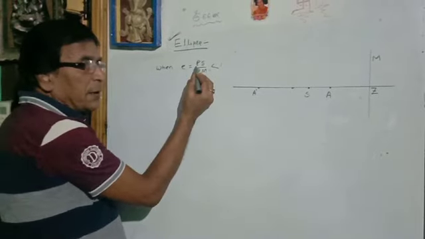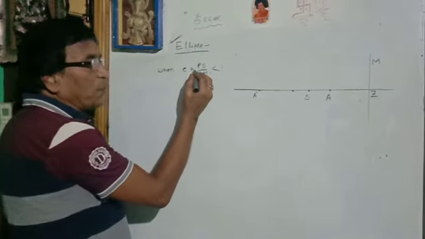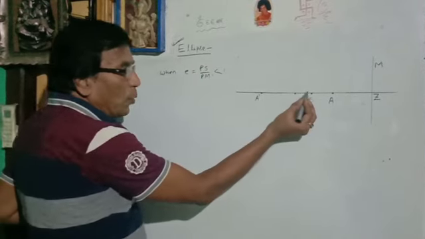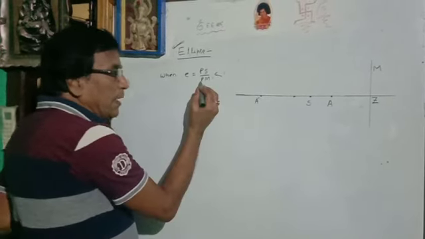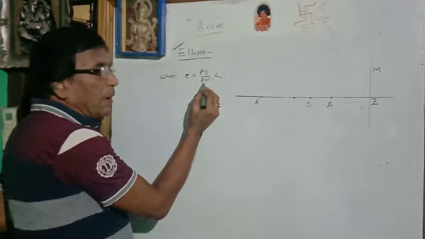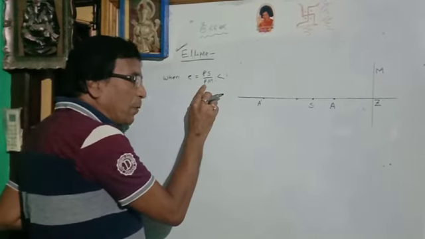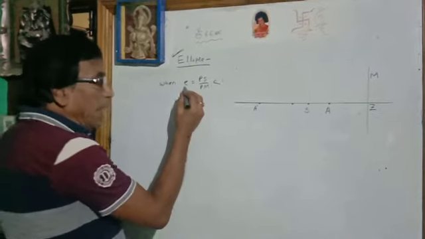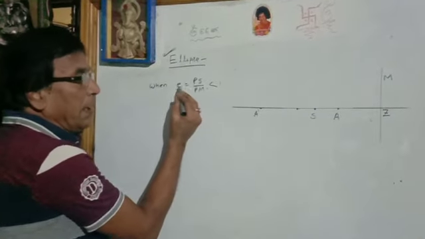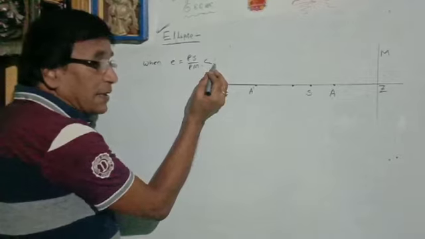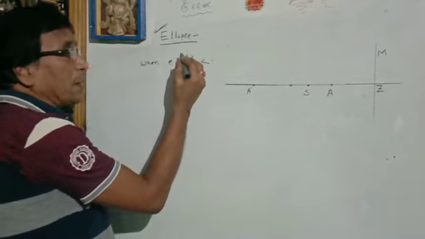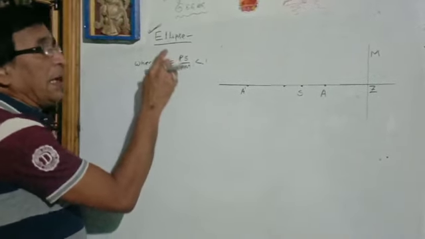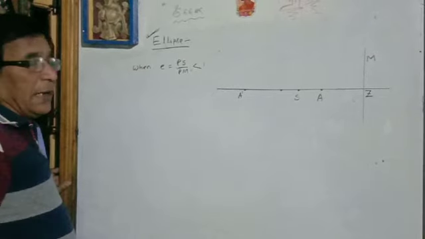What is PS? PS is the distance of the moving point P to the focus S. And what is PM? PM is the perpendicular distance of the moving point P upon the directrix ZM. So when this constant ratio e, PS by PM, is less than 1, then the path described by the point P is always called an ellipse.